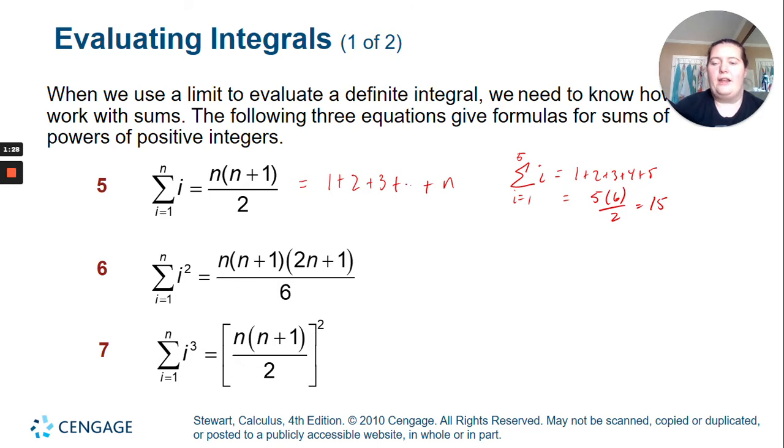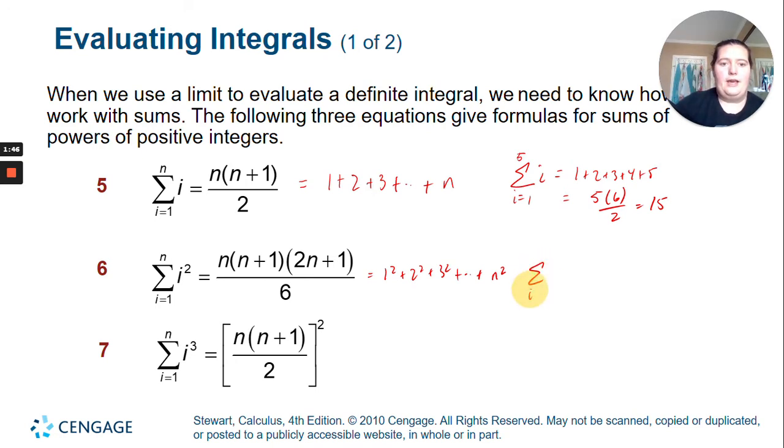Next thing is if you're adding up i squared. This is where you're adding up 1 squared plus 2 squared plus 3 squared all the way up to n squared. Then there's another nice formula. It's n times n plus 1 times 2n plus 1, divided by 6.